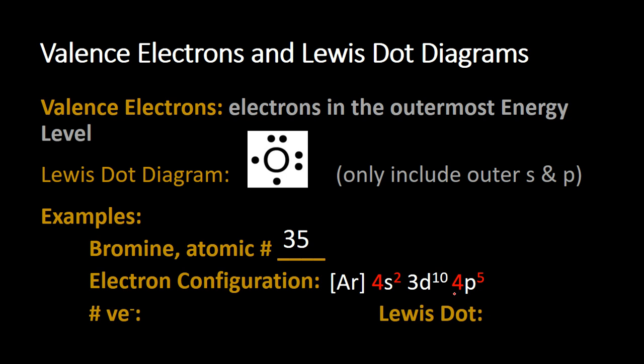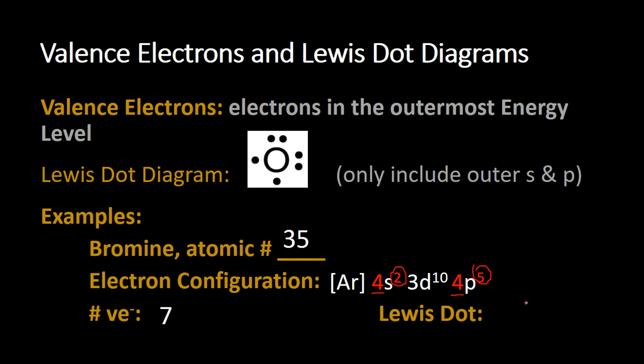And then we're going to go back into the outermost shell, the 4 shell, and we're going to put 5 in the P there. So the total number of electrons in the outermost shell is 7, and you can also figure that out because bromine is in group 17, the halogens, and 17 minus the 10 is 7.